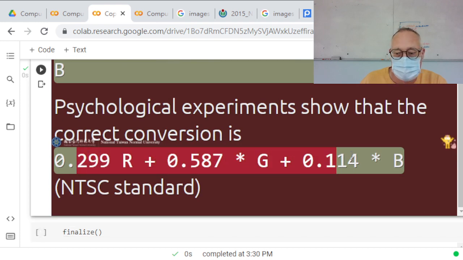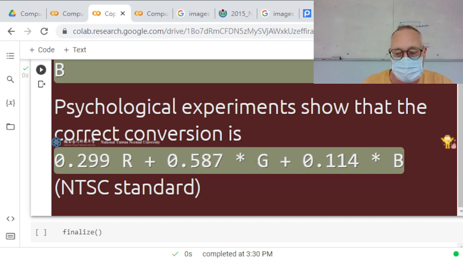But the one that's used by the NTSC television standard based on human response to color changes is 0.299 R plus 0.587 times G plus 0.114 times B. So the human eye is actually much more sensitive in the green channel here. Right? Much more weight, about 5 or 6 times more weight on G than on B. Blue channel is only weighted by 0.114.